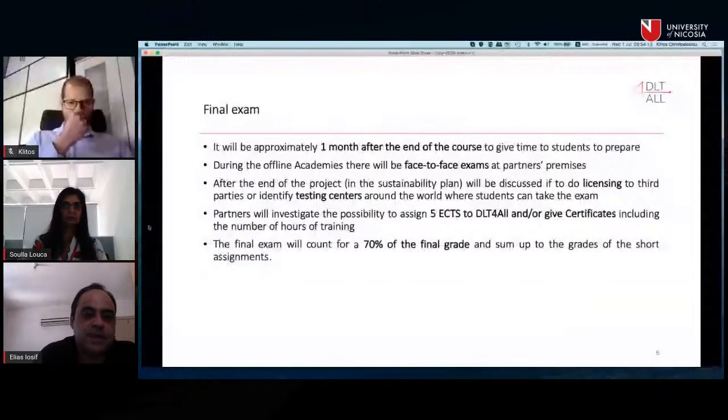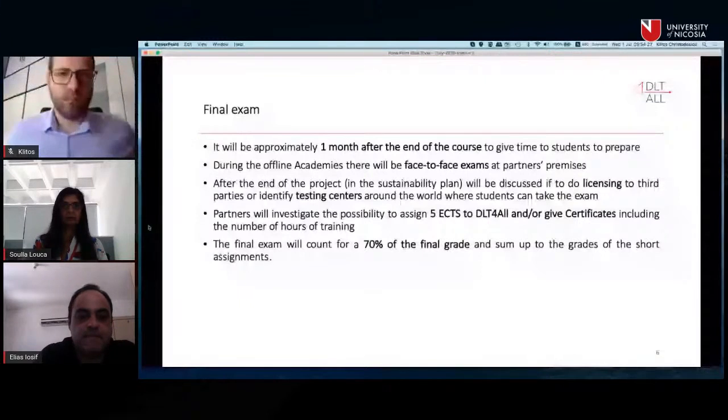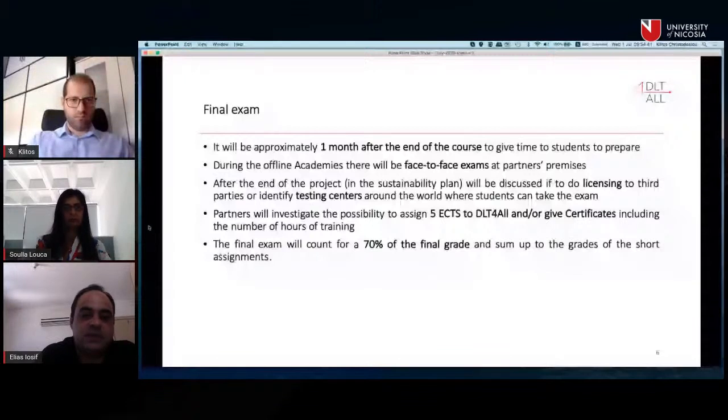Yes, Klitos? And regarding the final exam, this is planned to take place approximately 1 month after the end of the course, in order to give sufficient time to students for preparation. The plans are to also have face-to-face exams at the premises of the partners participating in the consortium.